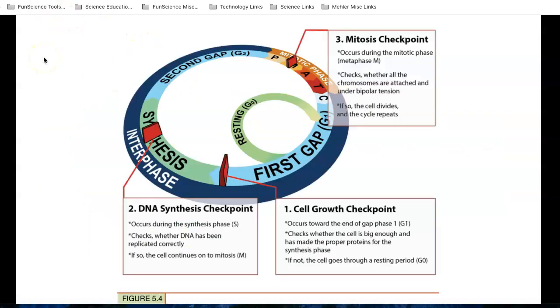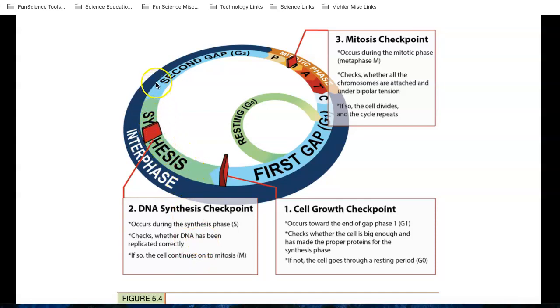So in this slide, we go into a little more detail. We just basically take the diagram that we just saw. So let's go with point 1 here, cell growth checkpoint. This occurs at the end of G1, and it checks whether the cell is big enough and has made the proper proteins for the synthesis phase. So right here, proteins do all of that checking. Then number 2 is the DNA synthesis checkpoint. If everything's good, DNA starts to copy itself.